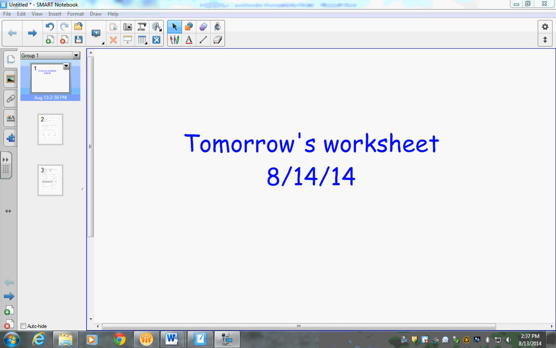Okay, geometry students, I am giving you a sneak peek of the worksheet that you are going to be working on tomorrow. There are just a couple of things I want to bring to your attention. I do believe that you can knock out pretty much all of the questions, but there might be a few that need to be explained. So let's get started.